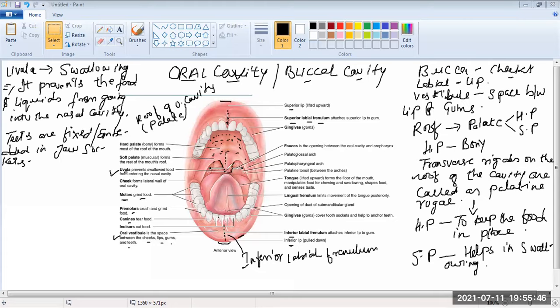Before going ahead with the floor of the cavity, let's talk about the sides. The sides of the oral cavity have cheeks at its lateral ends. Outside of the cheeks you have skin. The important thing about cheeks is that they have buccinator muscles.